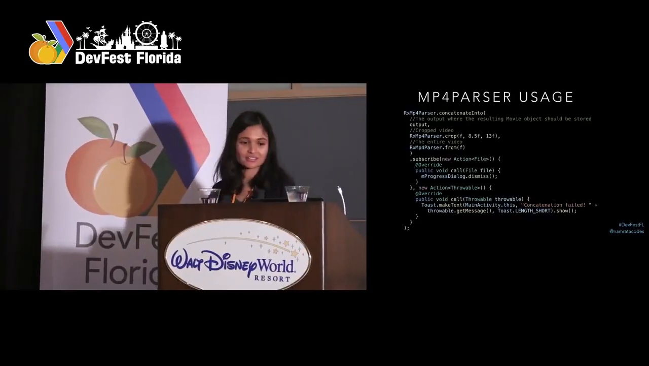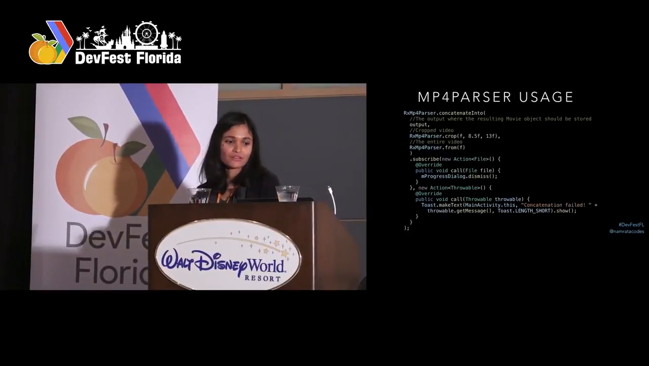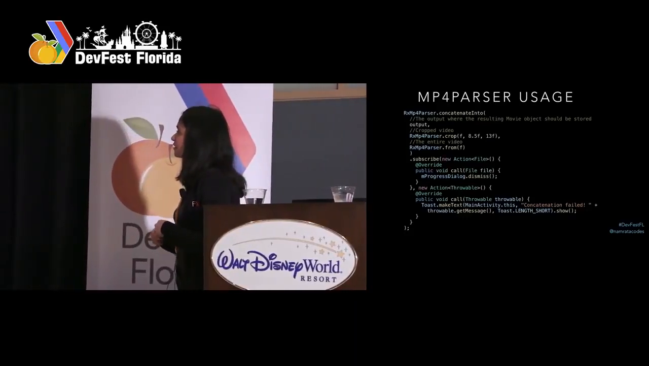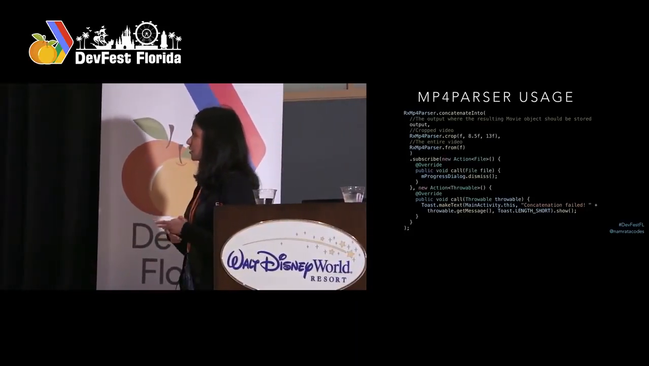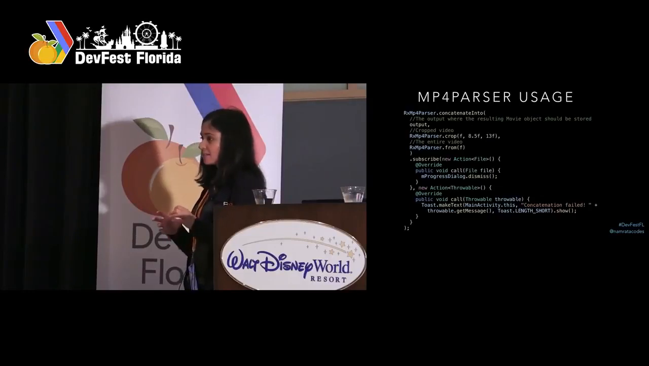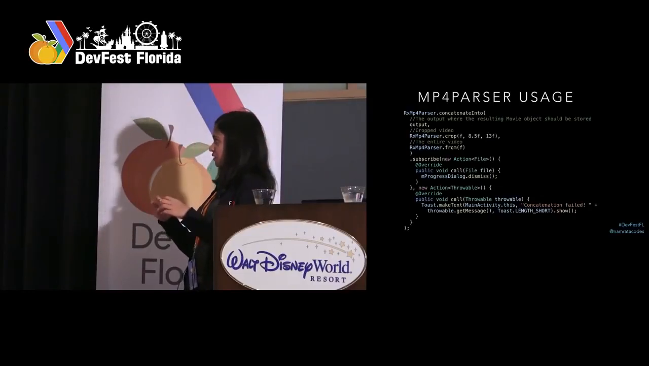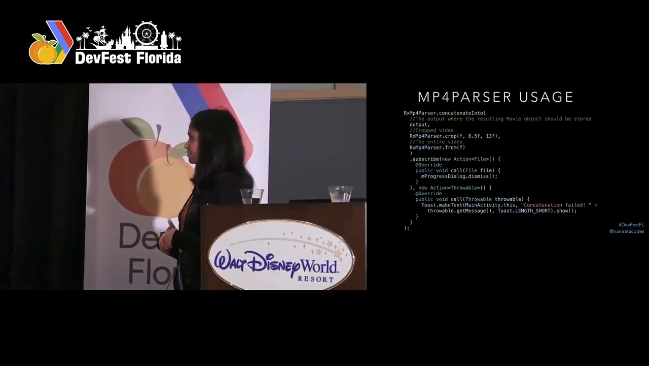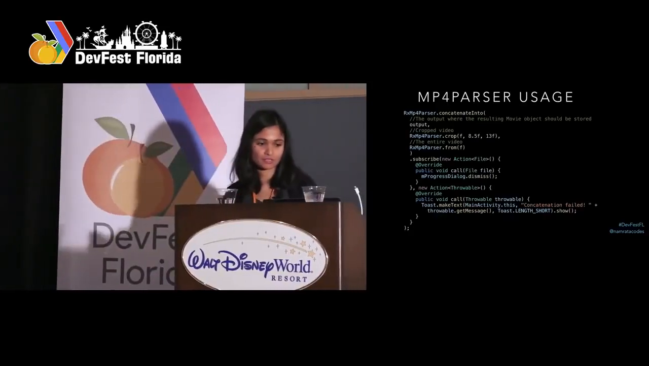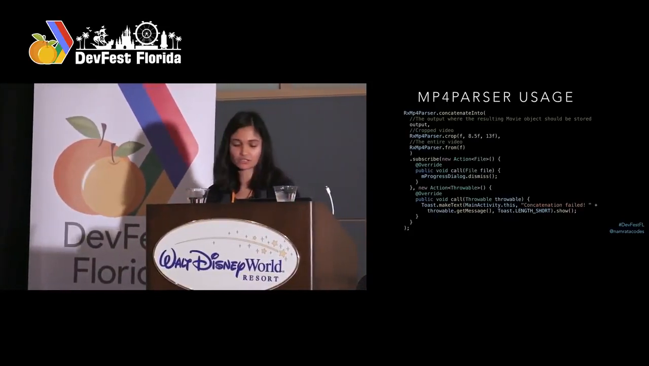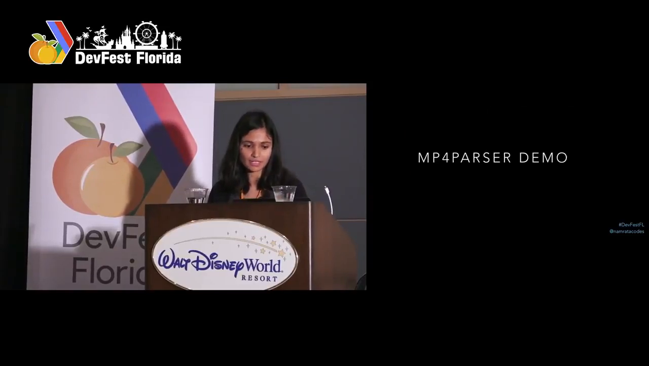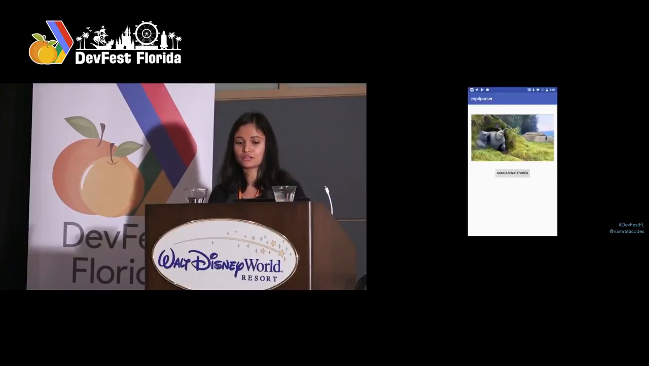This is just an example of how you could use the MP4 parser library in your app. Here I am concatenating a cropped version of the input with the entire input file. And as you can see, it's a really simple API to use. This is the RxJava version of the MP4 parser. And so let's see a demo of how performant this is.